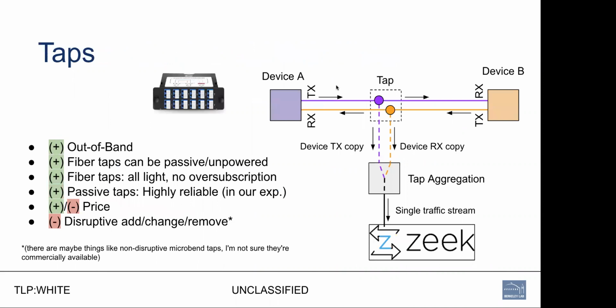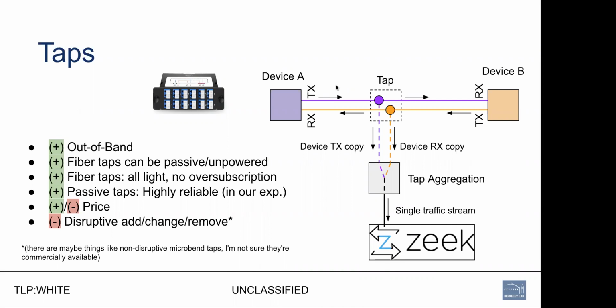So that's where taps come in, because taps are a completely out of band, separate physical device that you're installing on a link between 2 devices. And they can be completely passive and unpowered. So if you're installing in a location where it doesn't have electricity, or you don't want the loss of power to cause your production link to go down, passive tap is great for that.